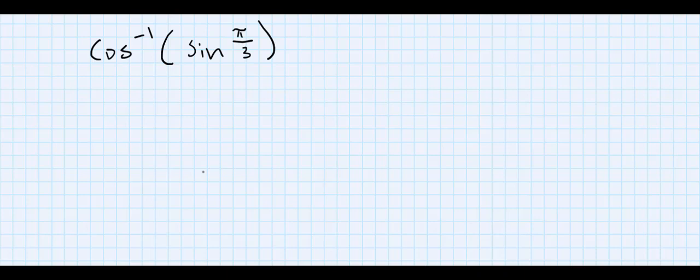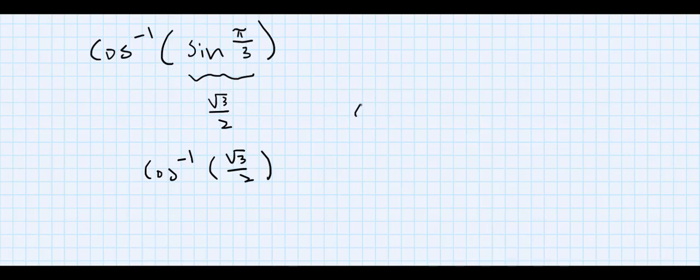Let's take a look at this example. We have inverse cosine of sine of pi over 3. So what is sine of pi over 3? It's going to be radical 3 over 2. So basically, we're looking for inverse cosine of radical 3 over 2.